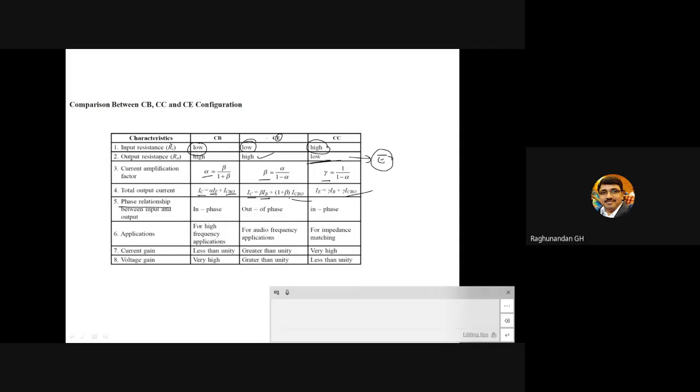So coming to the phase relationship, except in common emitter configuration, all will be in phase. What do you mean by in phase, out of phase?